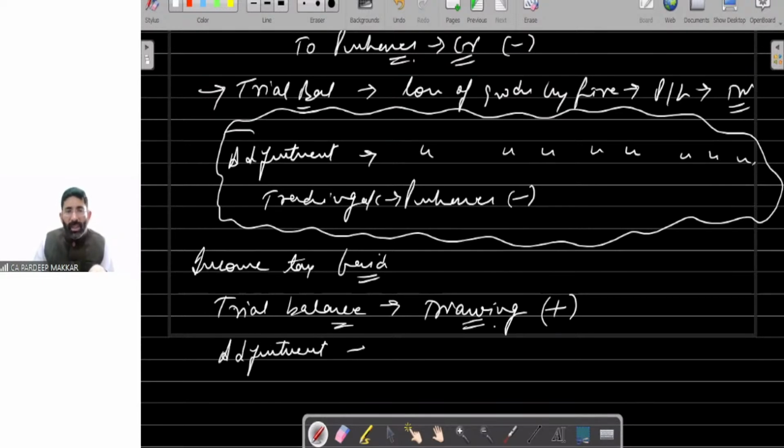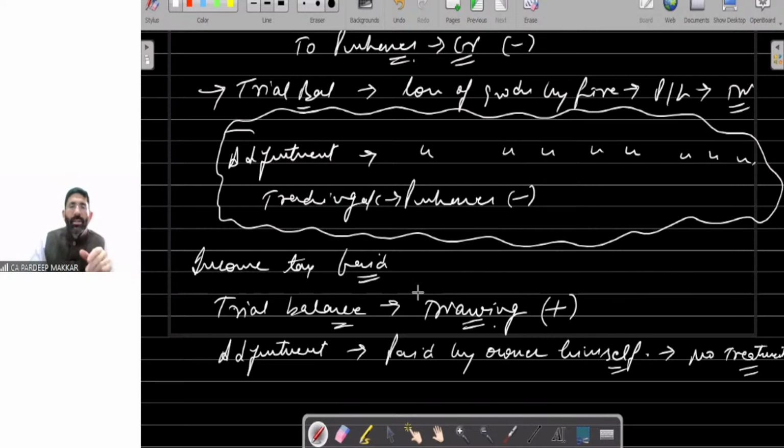But if it is given in adjustment, that means it is not paid directly by the company or the firm. Instead, it is paid by the businessman personally. If it is paid by the businessman personally, then there is no transaction here. Paid by the owner himself, without taking the amount from the business, then no treatment. Because this is already a personal expense, we need not treat it. If it is paid personally, there is no problem.